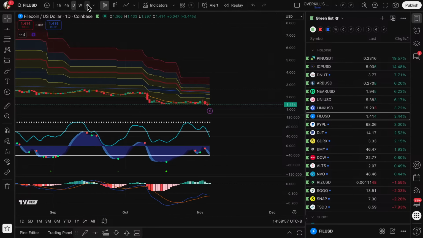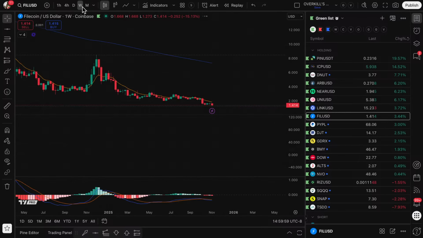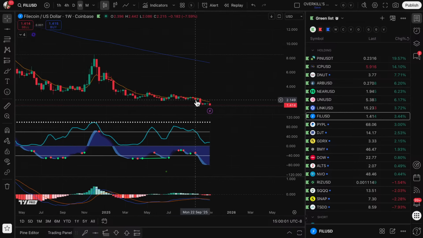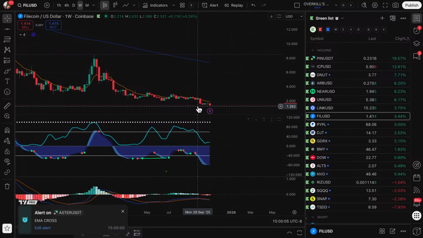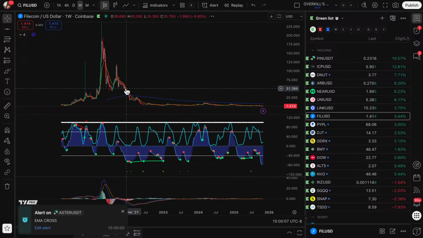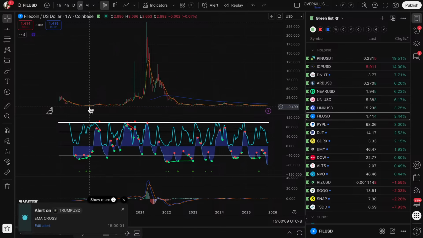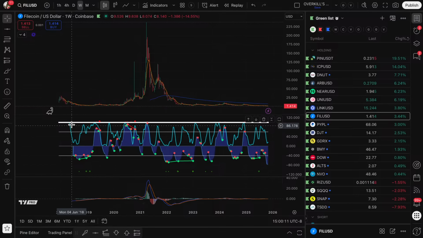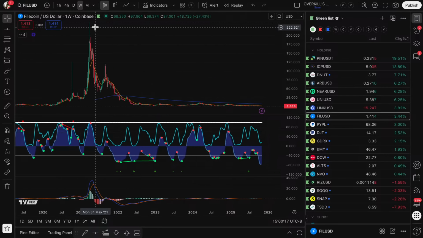Filecoin, I got a position on this one as well. Obviously, it's down a little bit. I entered it like 155 after that big dip, just because it's literally at all-time lows right now. It's back here at 2019 lows right here. See that? 2019 lows. Look at that. Lowest it's ever been. This thing was up at $200.